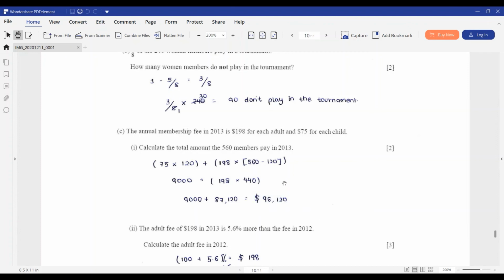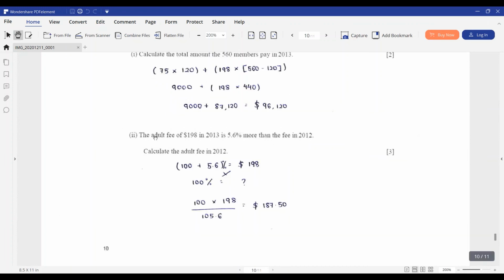Basically, this 440 came from the 560 minus 120. This is because if there are only 120 children members, the rest are adults. And if the total number is 560, then 560 minus 120 should give me the remaining number of members. And the remaining members are adult members. That's where the 440 comes in.